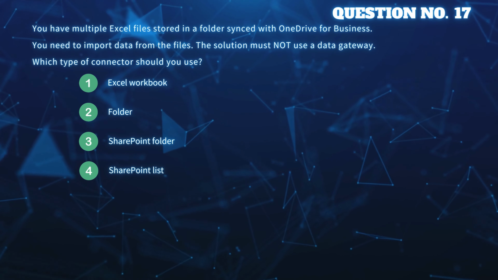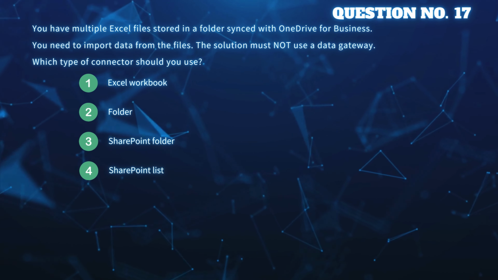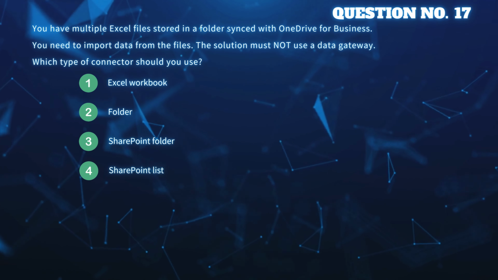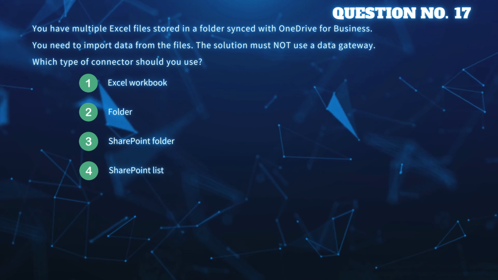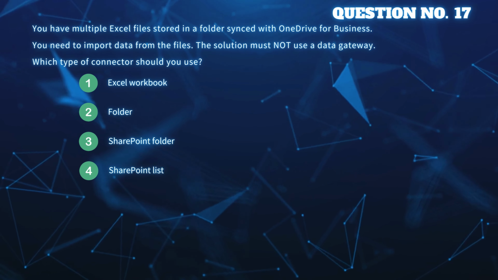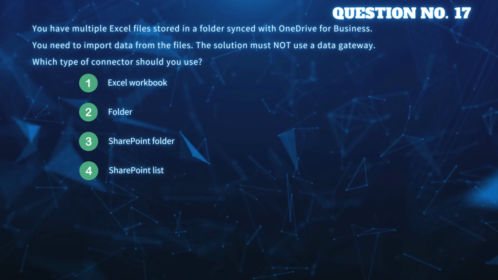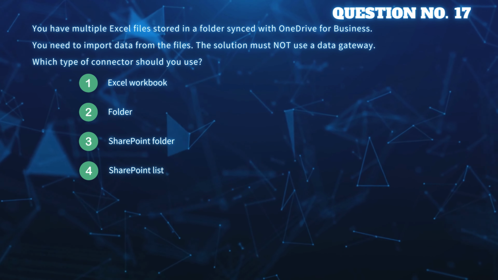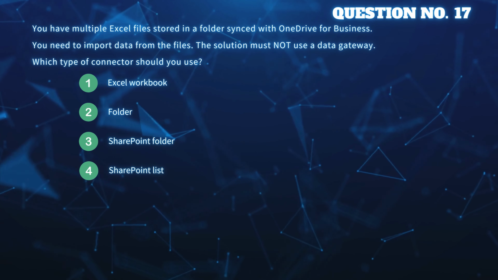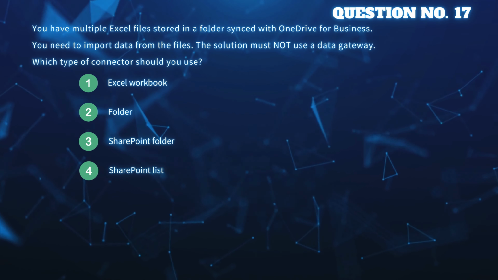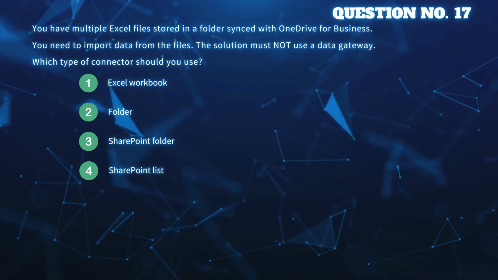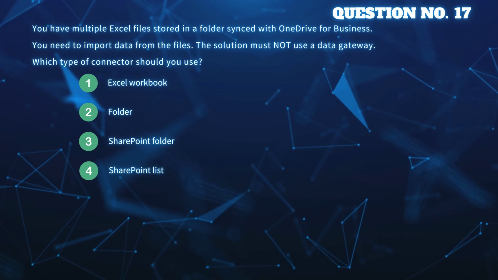You have multiple Excel files stored in a folder synced with OneDrive for Business. You need to import data from the files. The solution must not use a data gateway. Which type of connector should you use? Option 1, Excel Workbook. Option 2, Folder. Option 3, SharePoint Folder. Option 4, SharePoint List.